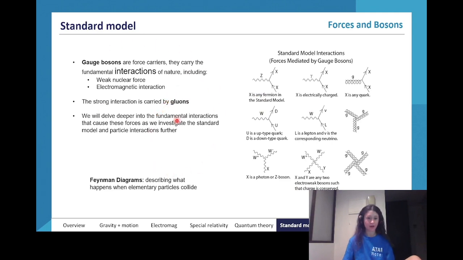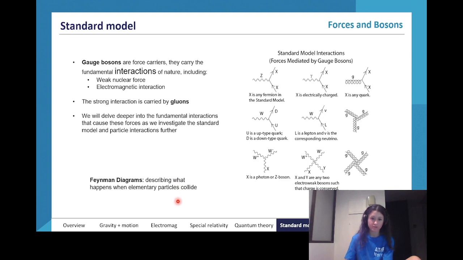So our gauge bosons are the force carriers. They carry the forces between our other particles. So there's the weak nuclear force and electromagnetic, and then the strong nuclear force is our gluons. We're going to delve deeper into the fundamental interactions that cause these forces, as well as investigate the standard model and particle interactions further later in year 12.